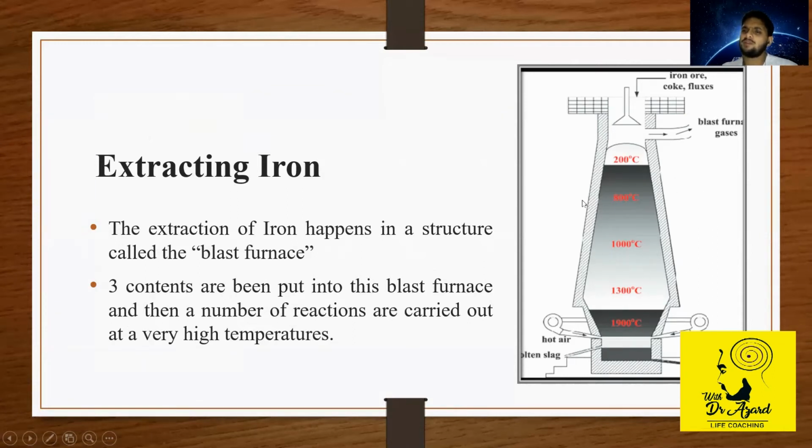So very high temperatures, these happen. So what happens in this is a few reactions take place. For example, first of all, we put certain contents into this blast furnace, and based on those contents that we put, they will react with each other, and they will give us our final product which we want. Which we want is actually iron, right? So iron we are able to get at the end of this entire process. So we look into all of those.